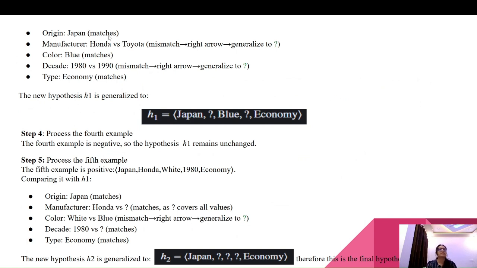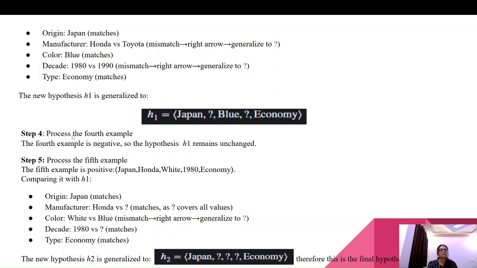The origin Japan matches. The manufacturer Honda versus Toyota mismatches, hence right arrow and generalize it to question mark. The color is blue, which matches, and the decade 1980 versus 1990 is a mismatch, hence right arrow and generalize to question mark. Type economy also matches. The new hypothesis H1 is generalized to H1 equals Japan, question mark, blue, question mark, economy.